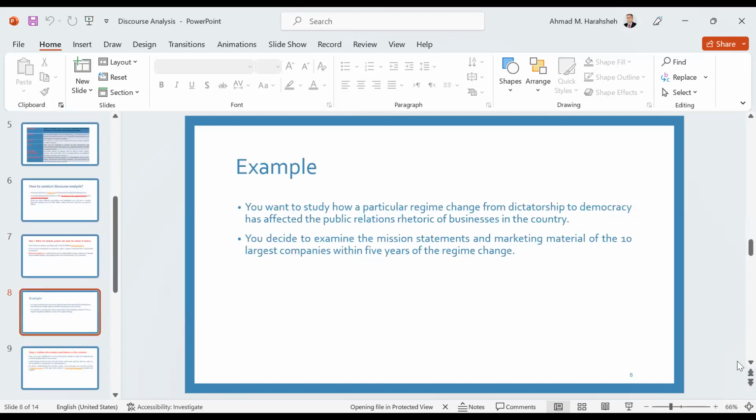This is an example. You want to study how a particular regime change from a dictatorship to democracy has affected the public relations rhetoric of business in the country. You decide to examine the mission statements and marketing materials of the 10 largest companies within 5 years of the regime change, for example.